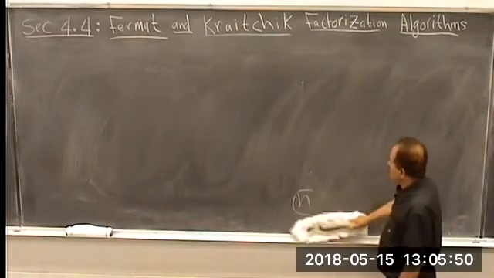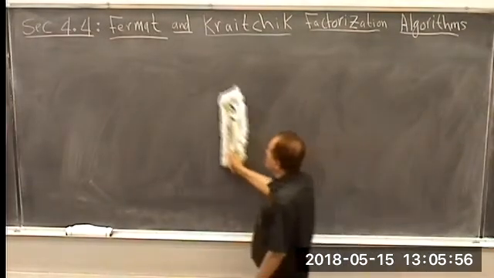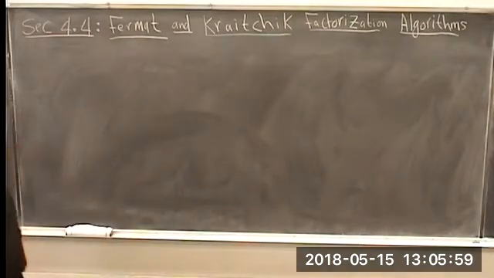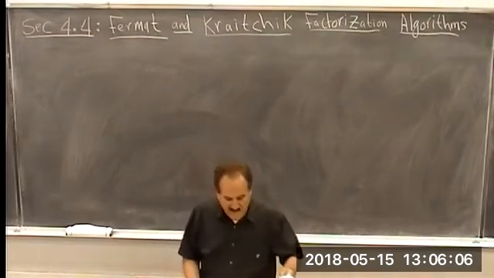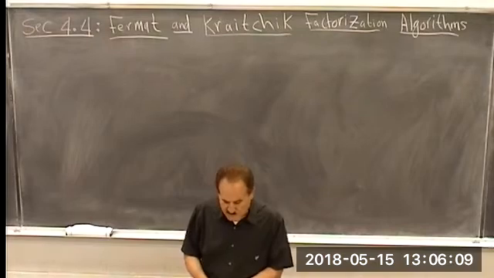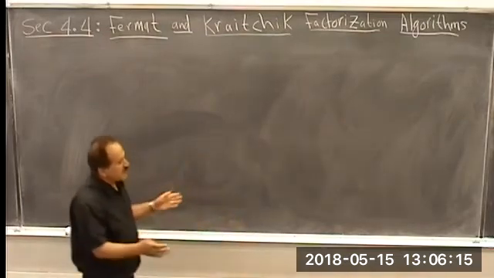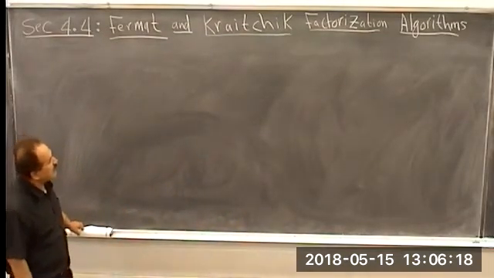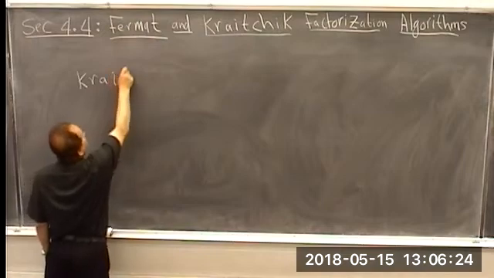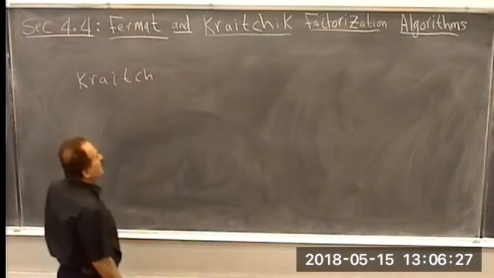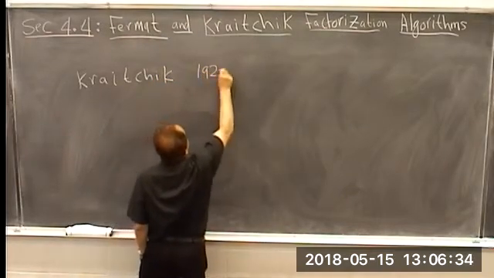Now, Kraitchik, back in the 1920s, actually improved Fermat's factorization method. Instead of looking at two integers x and y such that the square of the difference between them is equal to n, this is what Kraitchik did. I hope I'm pronouncing the name correctly. He was a Belgian mathematician, in the 1920s.